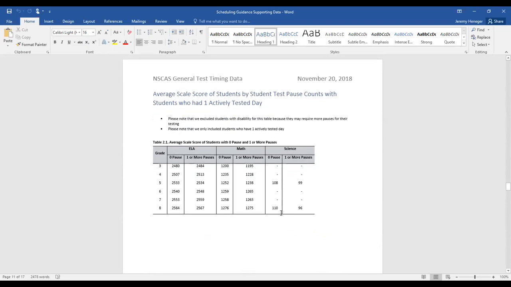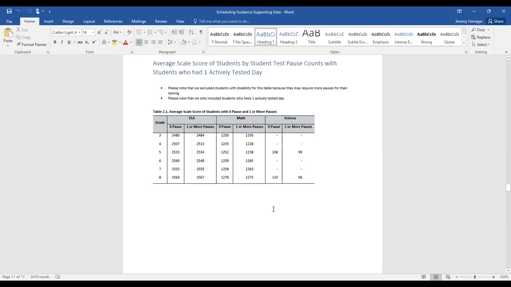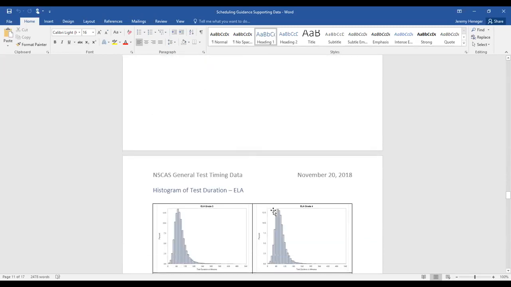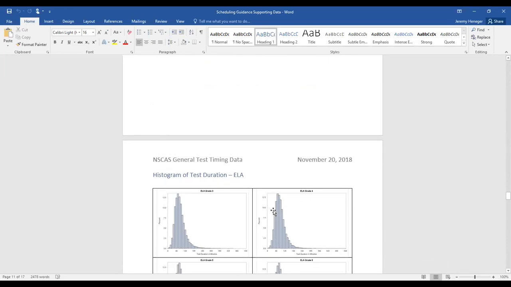Another table that we provided here looks at students that completed in 1 day, but we divided it into students that had no pause, so they sat straight through, and students that had at least 1 or more pauses. You can see the average scale score for those that had 1 pause versus those that had 2 pauses. In most cases, some sort of pause or break was beneficial, but not in all cases. So take a look at that as you're continuing to think about the scheduling that you're going to be working on for this spring.